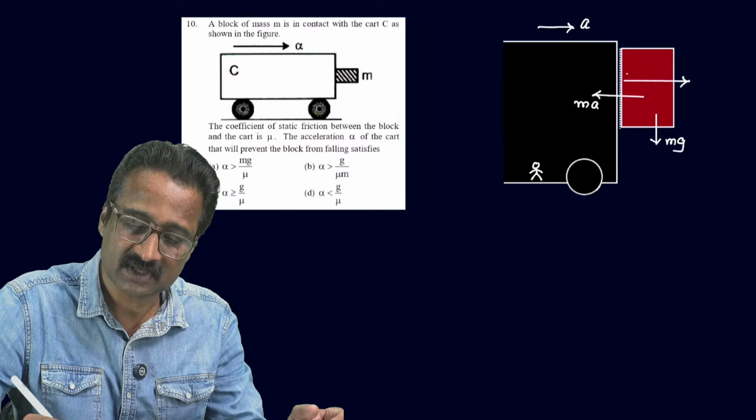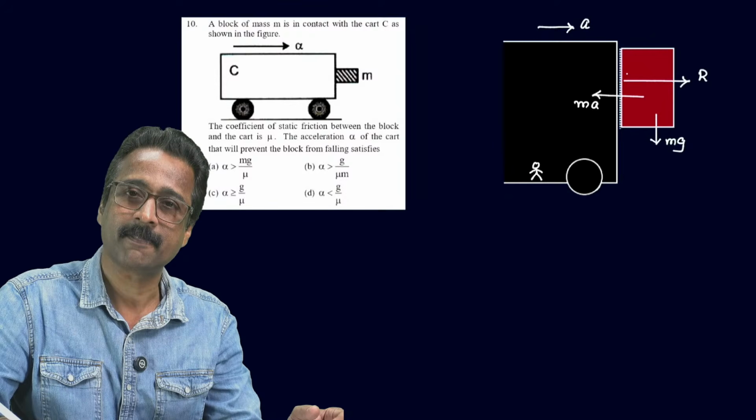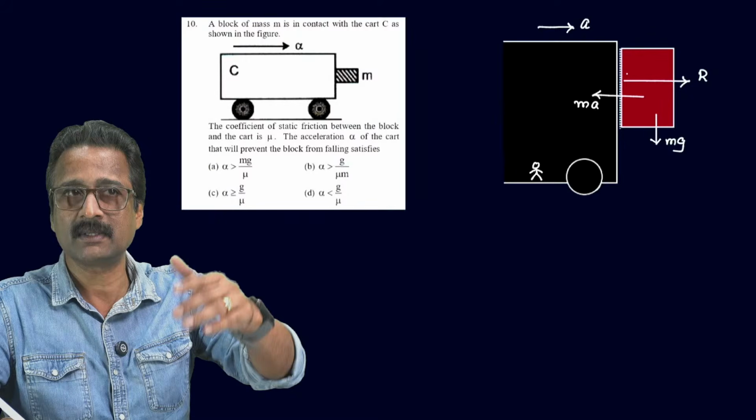Now let's see which is that force which prevents mg. Because even though mg is acting there, the question claims that the body doesn't slip down. Why? Because mg is being balanced by some vertical force.